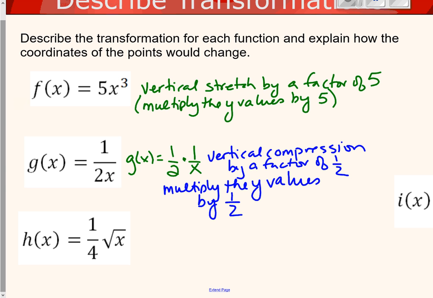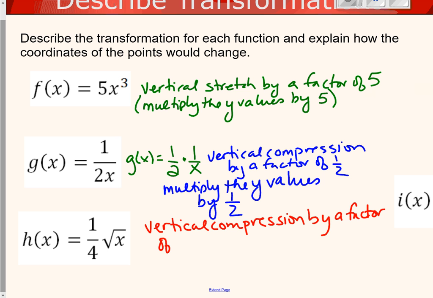Okay, h of x equals 1/4 x. That 1/4 is out front. There we have another vertical compression by a factor of 1/4. And this is going to multiply the y values by 1/4.